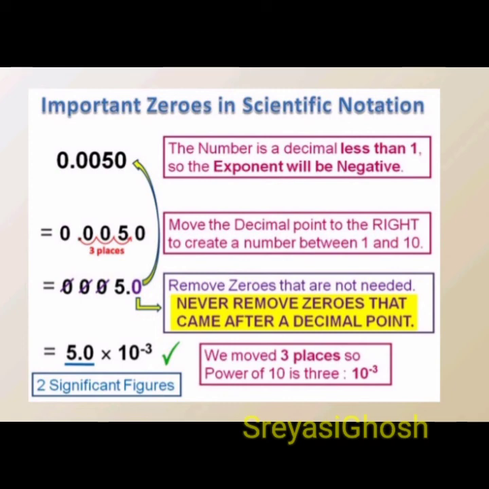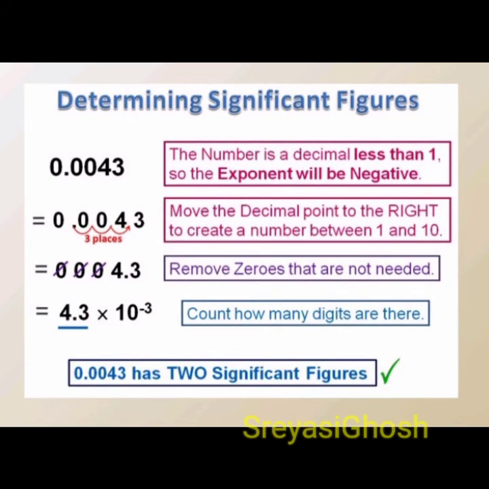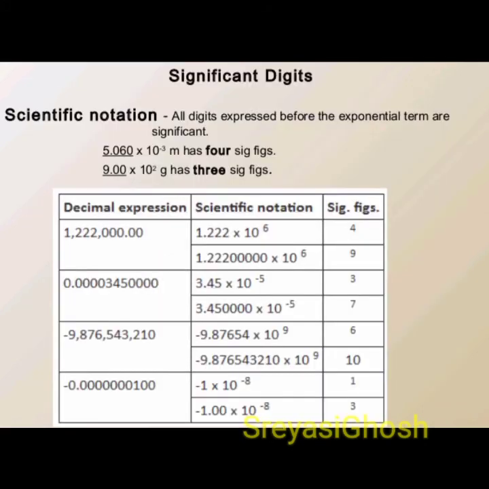Since we have 0.005, the 5 comes after 3 places of decimal. So here we will write 5.0 into 10 to the power minus 3, where 5.0 gives us 2 significant figures. A similar example is given in the next one as well. A few more such examples, please look at the PPT. You will be able to understand them.